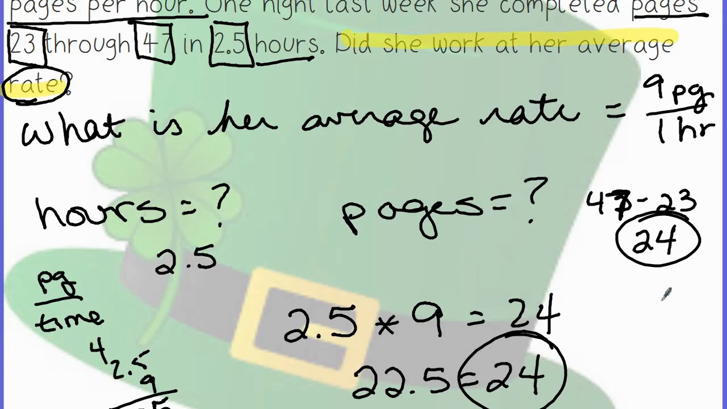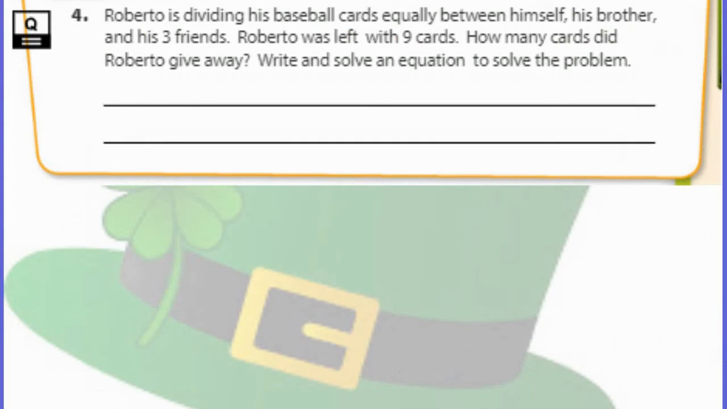You could also have figured this out by taking the 24 pages that she completed and dividing it by the 2.5 hours. If you did that, you should have come up with 9 6/10, which means she completed 9 6/10 pages per hour, which again means she worked faster.